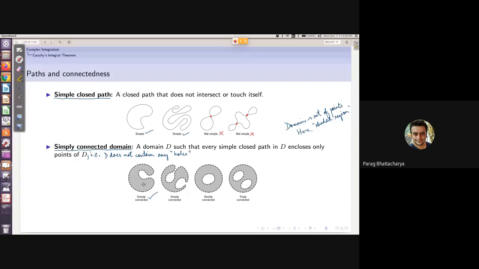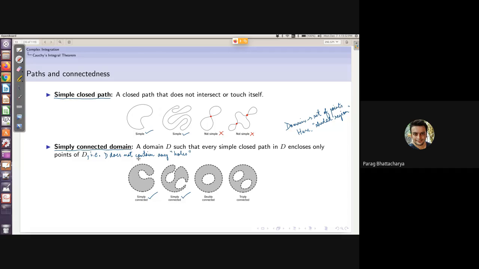And as before, the shaded region contains the points in this domain. We find that all the points which lie inside this simple closed path, all of them, are part of this particular domain. So in this case also, the path contains only the points which belong to this domain. So this is also a simply connected domain.